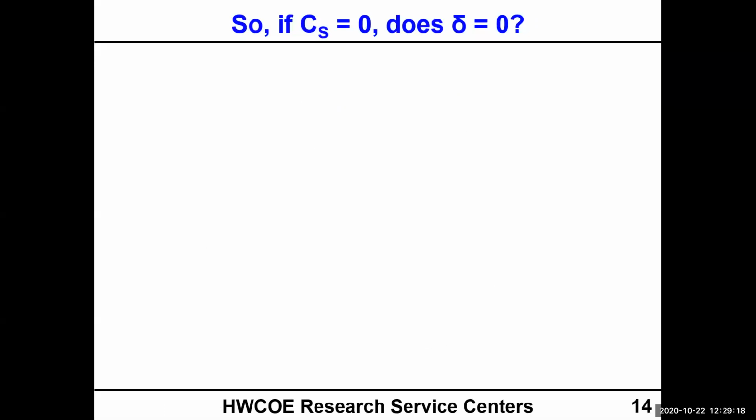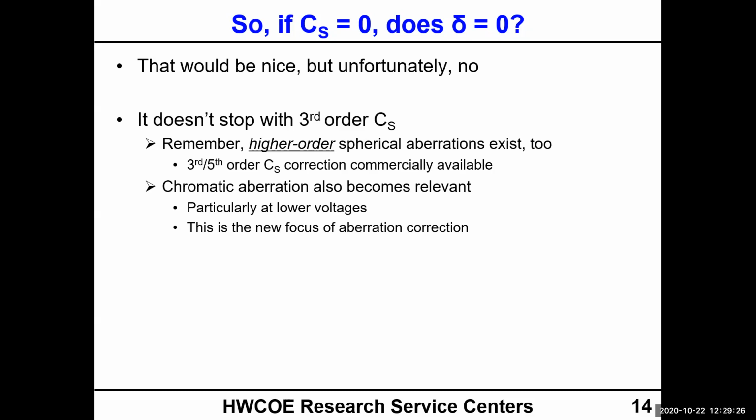So if we make C sub S 0, does that mean I get resolution of 0? That would be nice, but no, unfortunately, it doesn't work that way. So remember, there's more than just third order spherical aberration. You have odd power spherical aberrations.